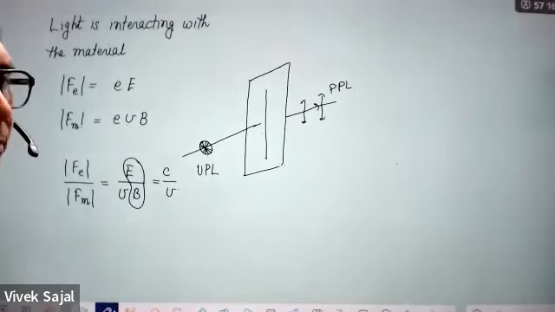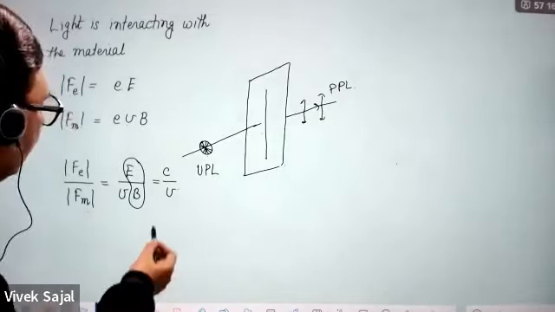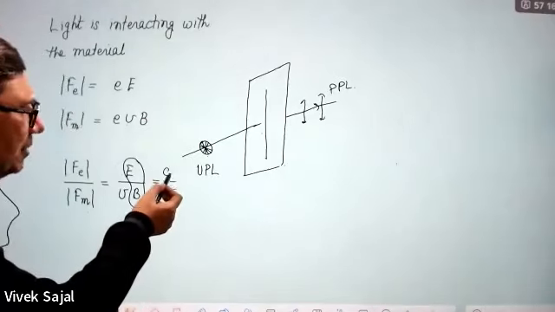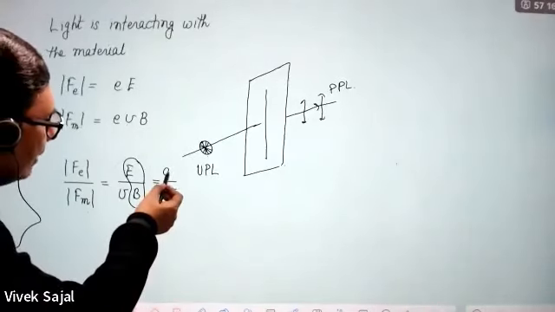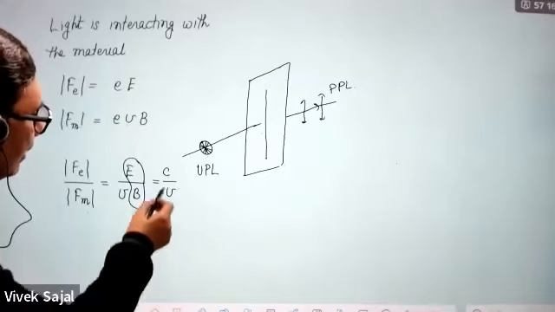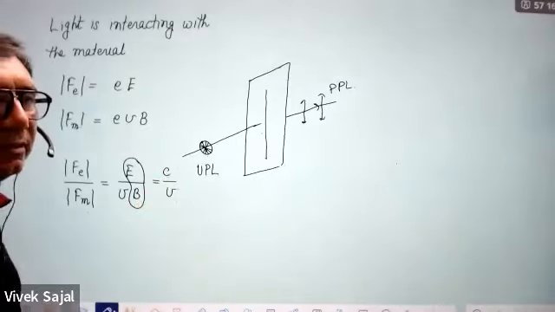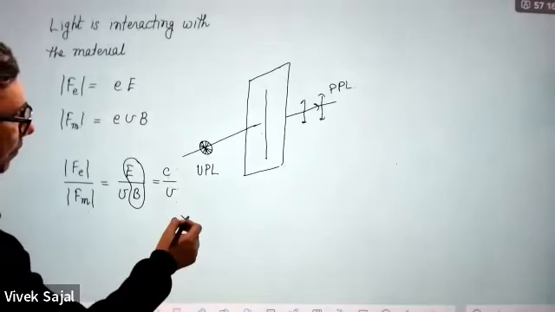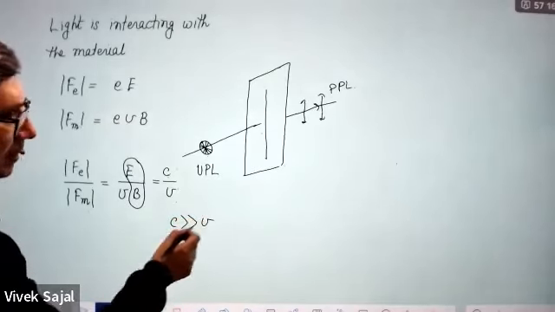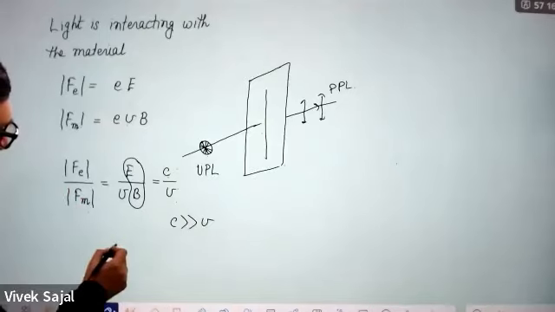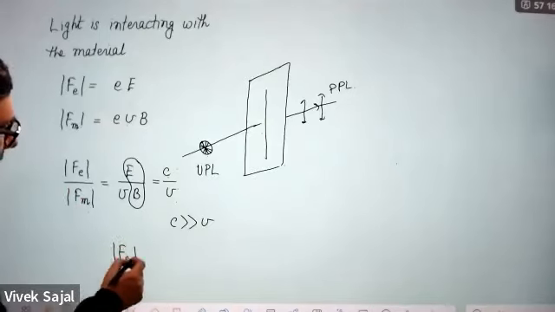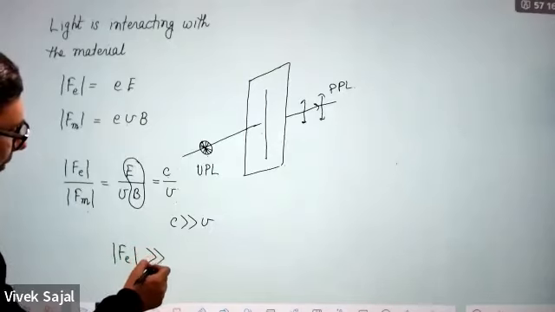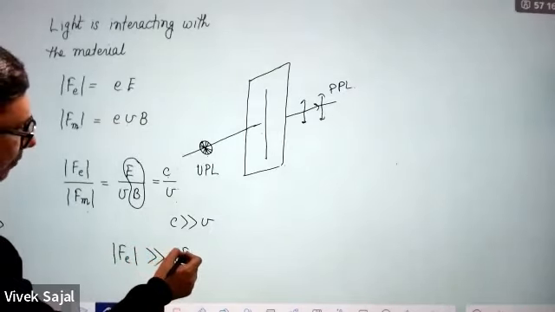So what will be V? V will be the velocity of the electron, and here C, or it may be C by N, is the velocity of light. And you know that C is much, much greater than V. So here, what can you observe? This Fe is much, much greater than this Fm.